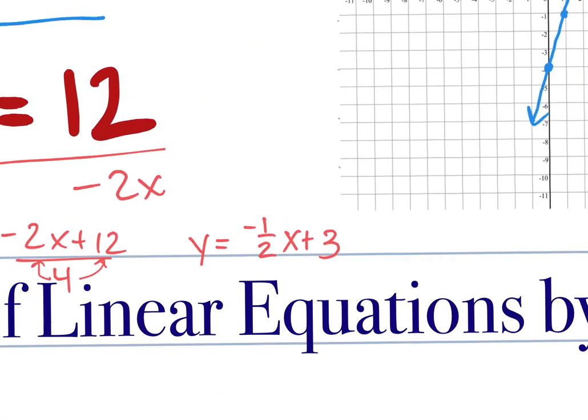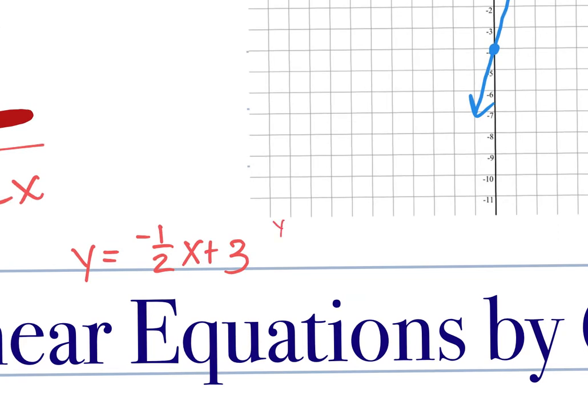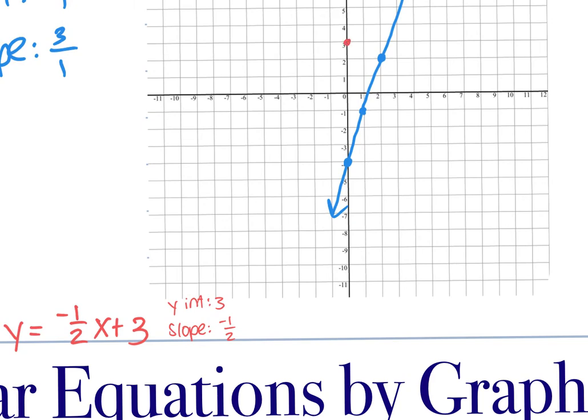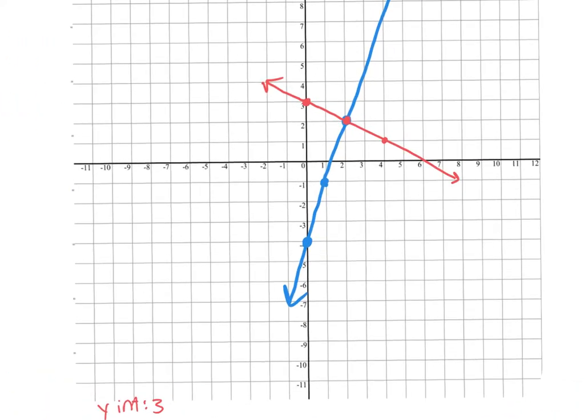From here, what's my y-intercept, guys? 3. What's my slope? -1/2. Perfect. So I'm going to start at 3, and I'm going to go down 1 to the right 2. Do you guys see where these graphs intersect? What point do they intersect? 2, 2. Okay? That is essentially all we're doing today, is we are going to have 2 different equations, right?